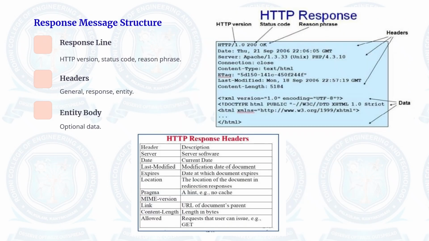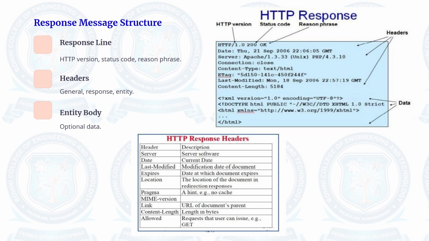The response. A response line has three parts separated by spaces. The first is the HTTP version, then the response status code that gives the result of the request, and an English reason phrase describing the status code. The response also has three parts: the HTTP version, status code, and reason phrase.